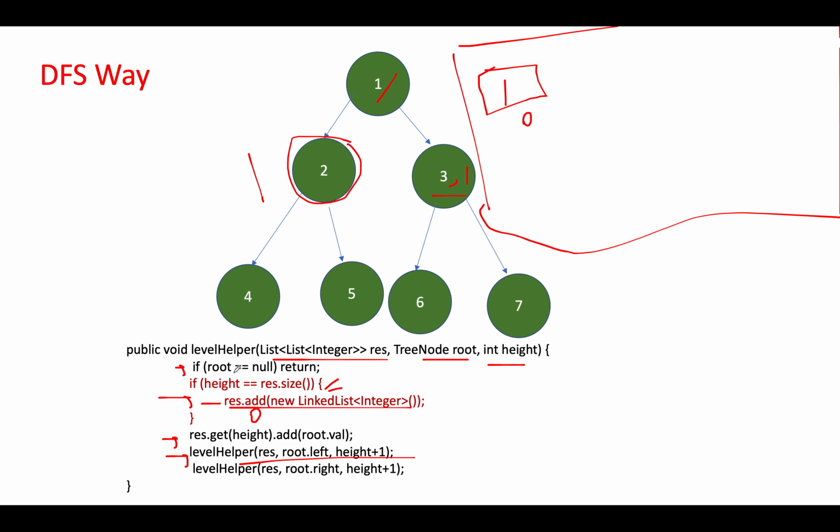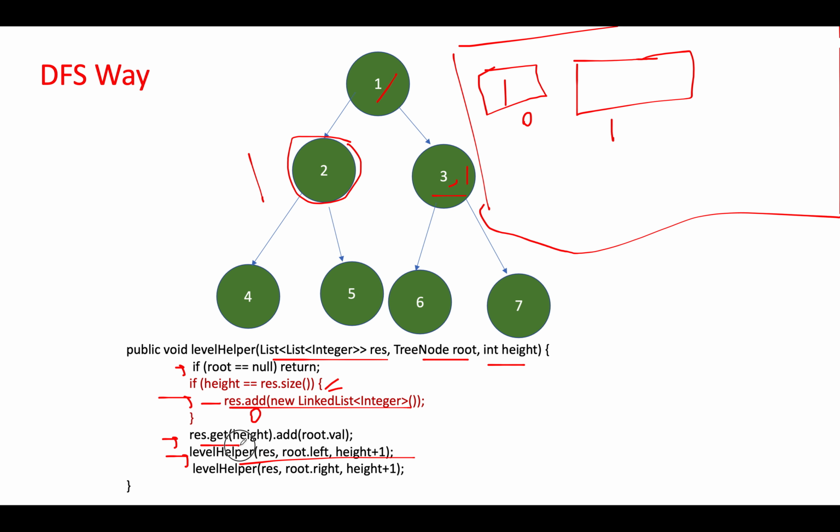So let's check the condition. What is the height? Height is 1. What is the result dot size? Size is also 1, so this condition is met and we create a new entry in our answer set. Since this condition is true, which marks the beginning of a new level, we'll initialize it to 1.